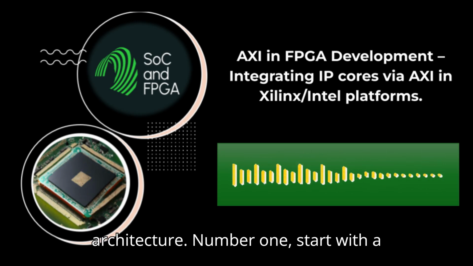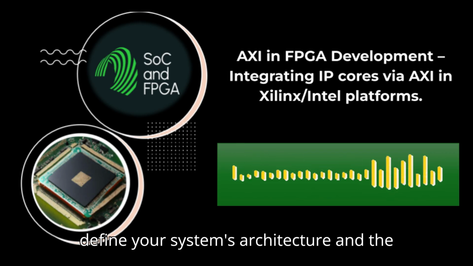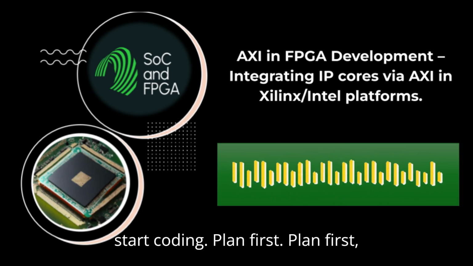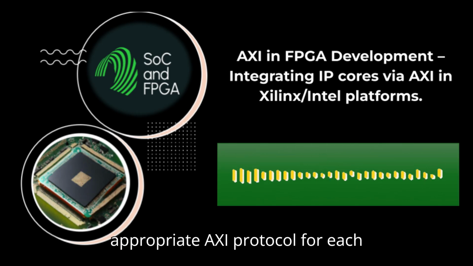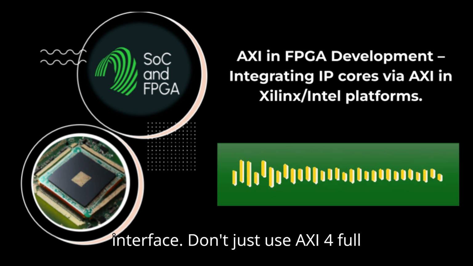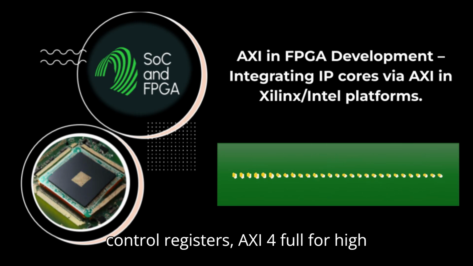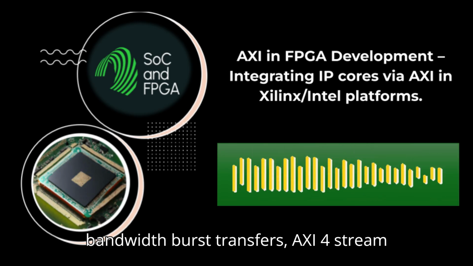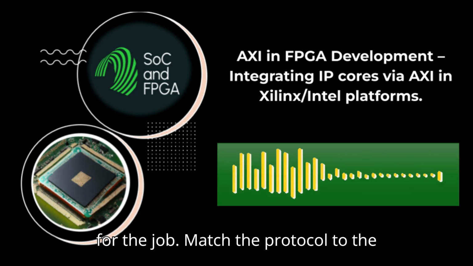For design and architecture, number one, start with a high-level block diagram. Seriously, define your system's architecture and the role of each IP core early on. Don't just start coding. Plan first. Plan first. Second, proactively choose the appropriate AXI protocol for each interface. Don't just use AXI4 full everywhere. Use AXI4 Lite for simple control registers, AXI4 full for high bandwidth burst transfers, AXI4 stream for streaming data. Use the right tool for the job. Match the protocol to the need.